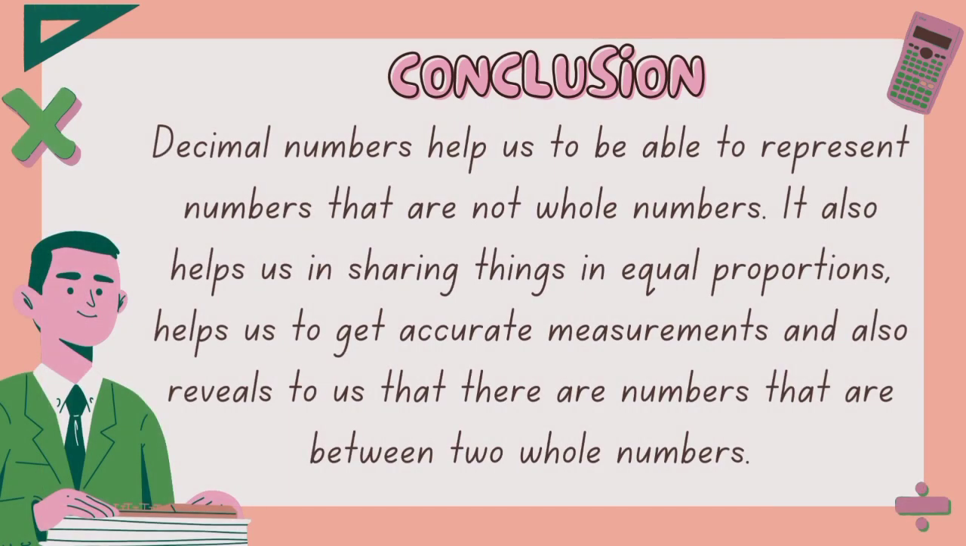Conclusion. Decimal numbers help us to be able to represent numbers that are not whole numbers. It also helps us in sharing things in equal proportions. It helps us to get accurate measurements and also reveals to us that there are numbers that are between two whole numbers.